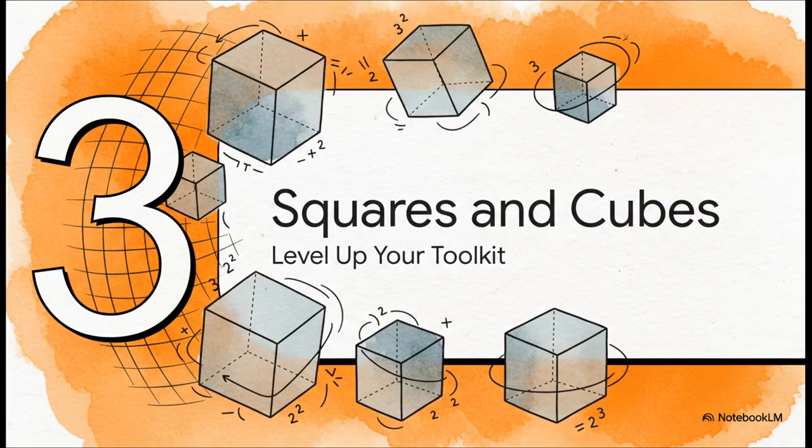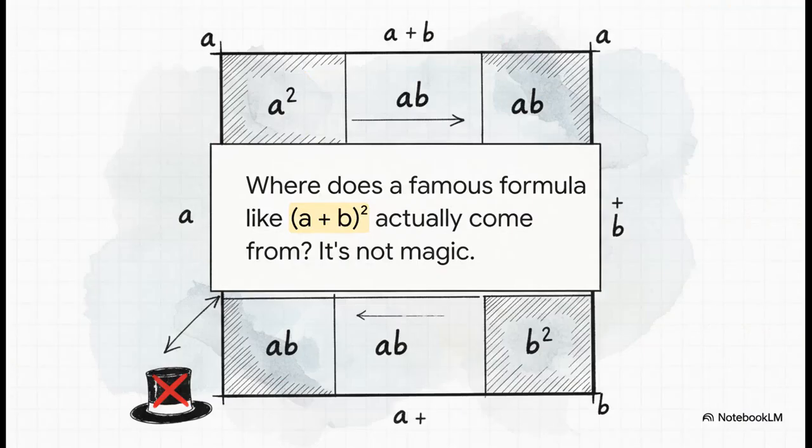All right, you've got the basics down. Now it's time to seriously level up our toolkit by mastering 2 of the most famous and, honestly, most useful types of identities out there, squares and cubes. I'm willing to bet you have seen the formula for a plus b squared before. It's got to be one of the most famous identities in all of math. But have you ever really stopped to think, where does it even come from? It isn't some random rules somebody just made up.